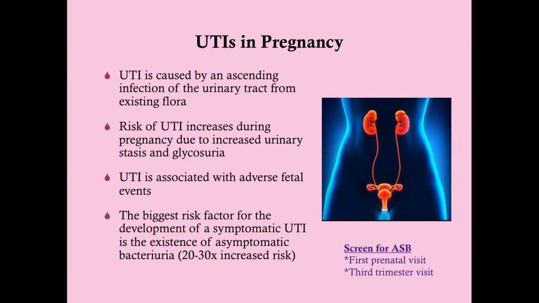So that is why we screen for asymptomatic bacteriuria, and we're going to do that screening at the first prenatal visit, and then we'll also screen again for asymptomatic bacteriuria at the third trimester visit, somewhere around 26 to 30 weeks.